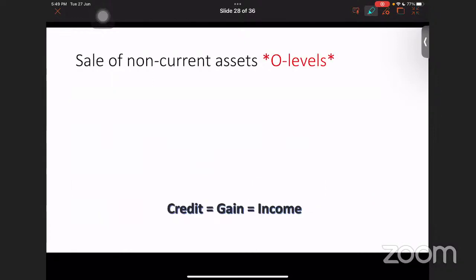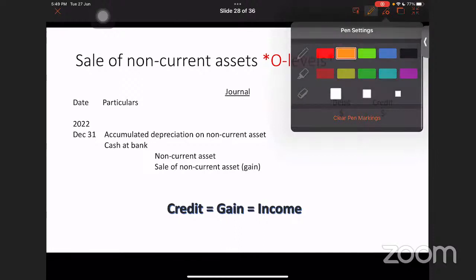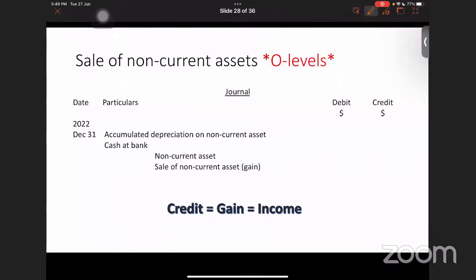Okay, so this portion will be for O levels only. If you're not taking O level, this part you can skip it. It won't be tested for N level students. So the third portion will be sale of NCA. How do we account for a situation where we sell our NCA? Whenever we sell our NCA, there's always three steps. I will always teach my students there's always three steps you need to remember.